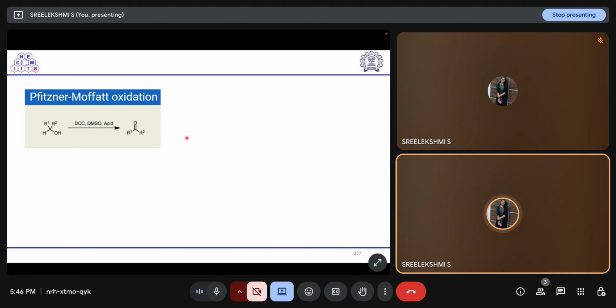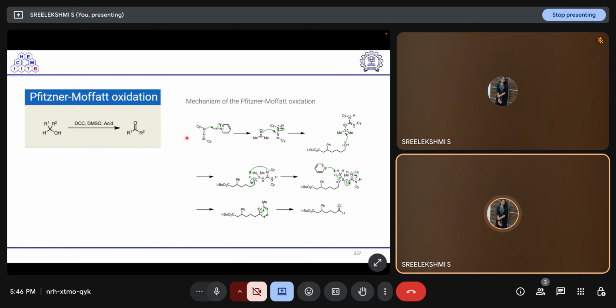Now the next reaction is the Pfitzner-Moffatt oxidation, which is the oxidation of alcohols into the corresponding aldehyde or ketone using DCC, DMSO, and acid. So here is the mechanism. Firstly, DCC.